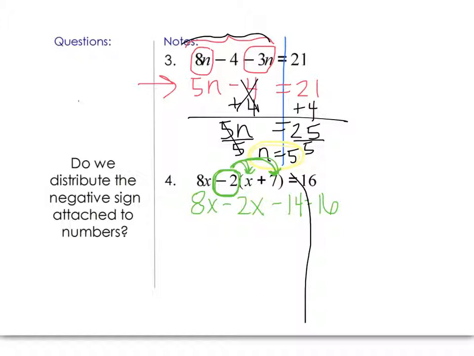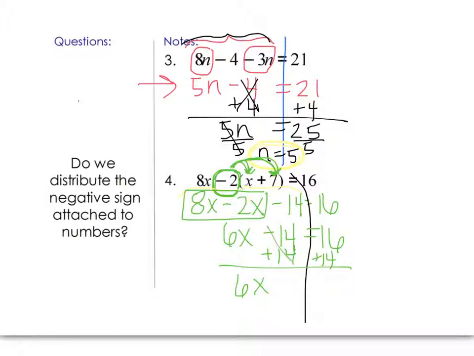Do I have any terms I can combine on this side of my equal sign? On the left side? Yeah. 8x take away 2x gives me 6x. Bring down your minus 14 equals 16. What do I do next? Add 14 to both sides. 6x equals 30. Divide by 6. X equals 5.